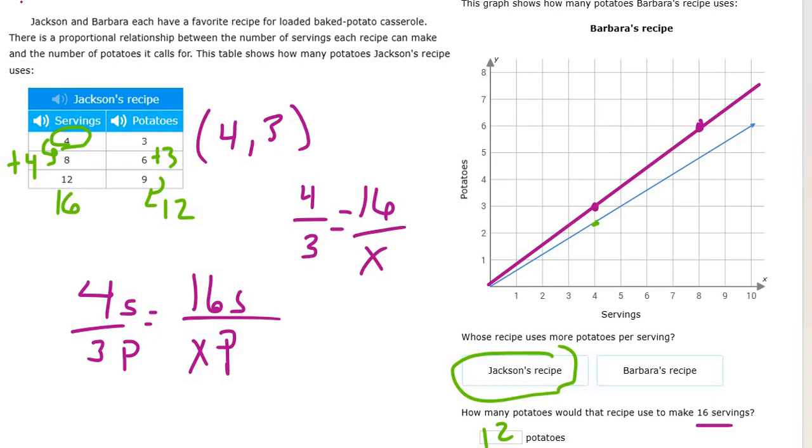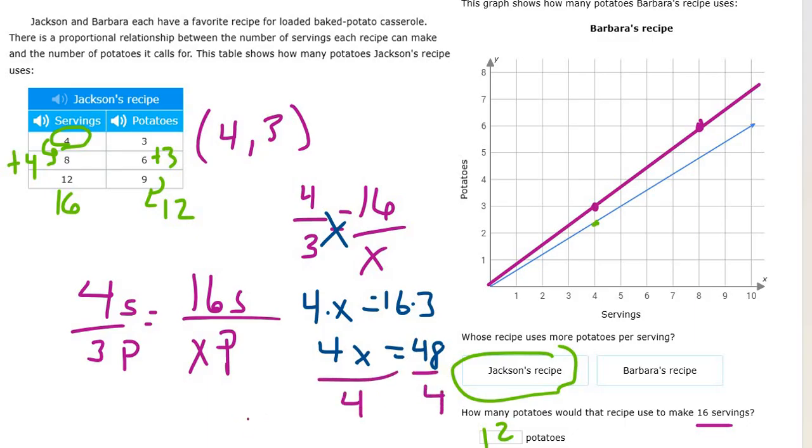So it's 4 over 3 equals 16 over x, so I need to cross multiply and then divide. So 4 times x equals 16 times 3. 4 times x is 4x. 16 times 3 is 48. And the opposite or inverse of multiplication is division, so we divide both sides by 4, and we get x equals 12.